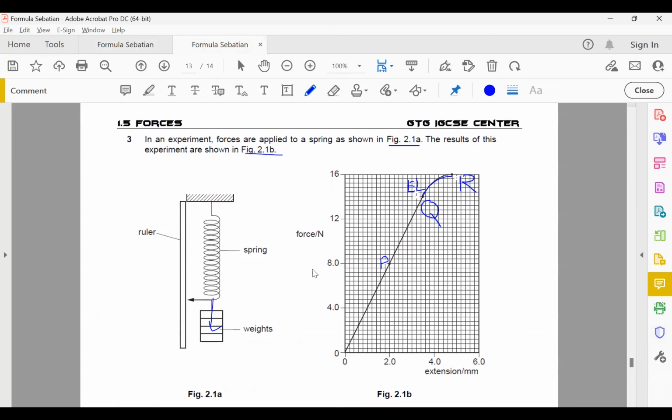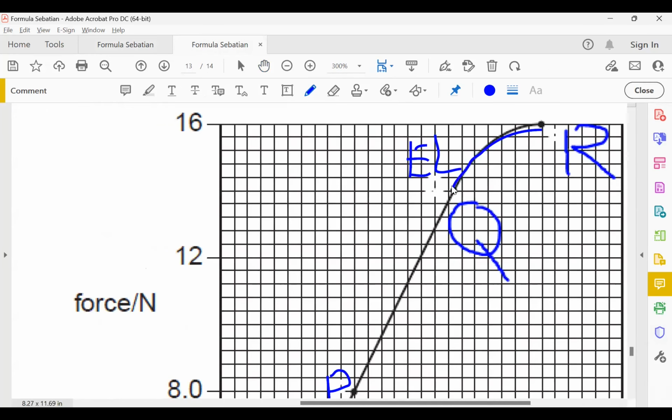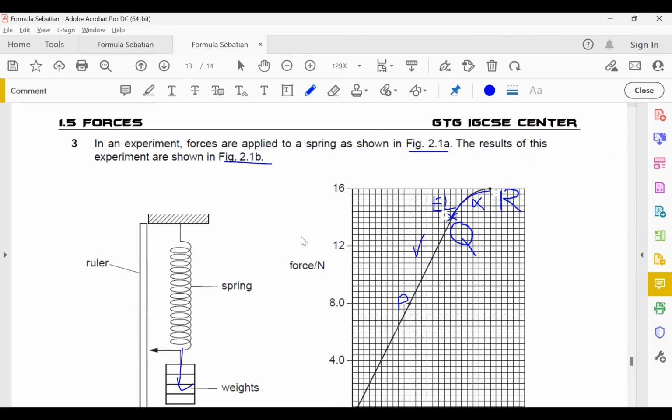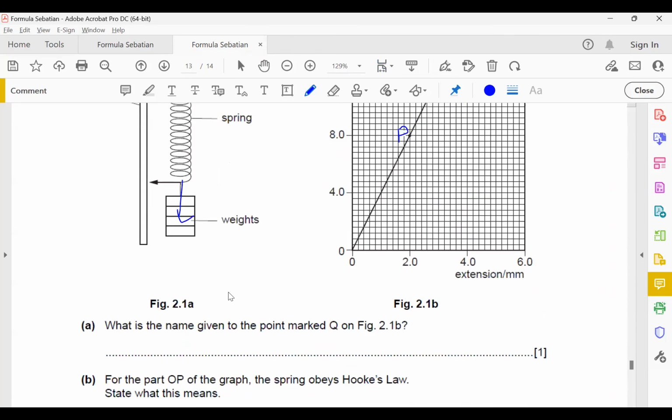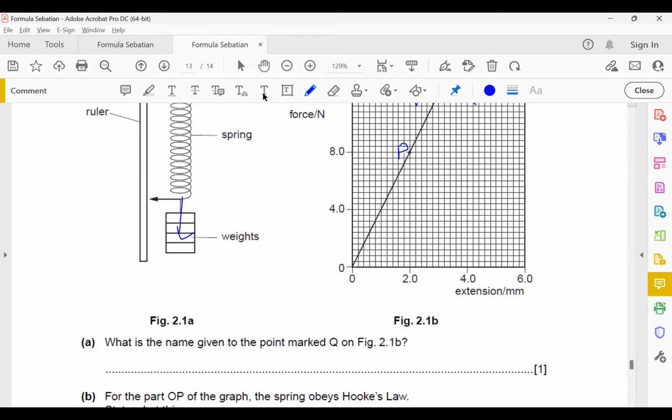Right. So there's the weight here pulling it downwards, and you can see that this part here starts to curve. Like I mentioned, guys, as soon as it starts curving, this indicates that this is the elastic limit, meaning this part here no longer obeys Hooke's law. This part here obeys Hooke's law, right? So this is the first thing you have in your mind. Then the first question asks, what is the name given at point Q? Obviously, the name is called the elastic limit. I should say elastic limit.